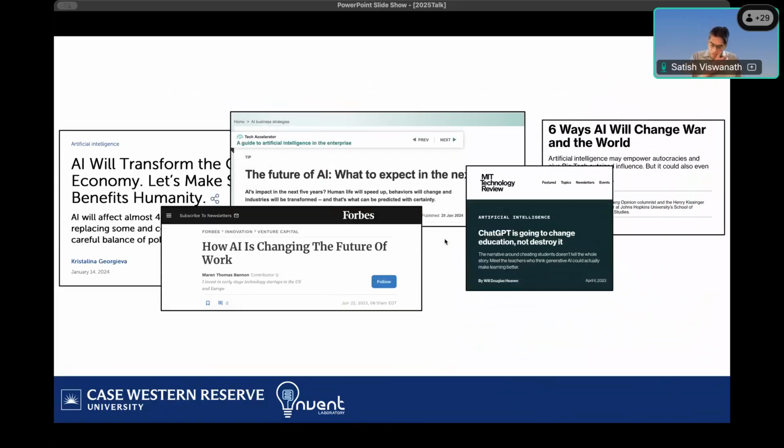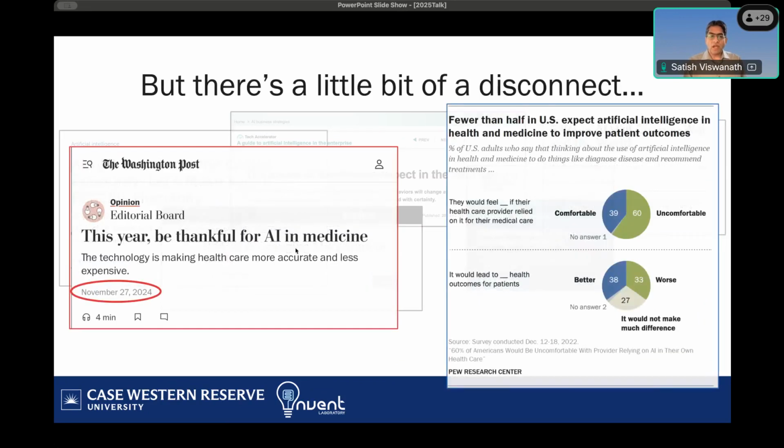And this is not necessarily unique to healthcare. This concept has been appearing broadly across a number of different domains. We've seen it show up for the concepts of economy, in the way work may be done, in the way war might be conducted in the future, how education might be impacted. And you start to see editorials and opinion pieces saying, we should be thankful AI is coming, it's going to impact medicine, it's going to change healthcare for the better.